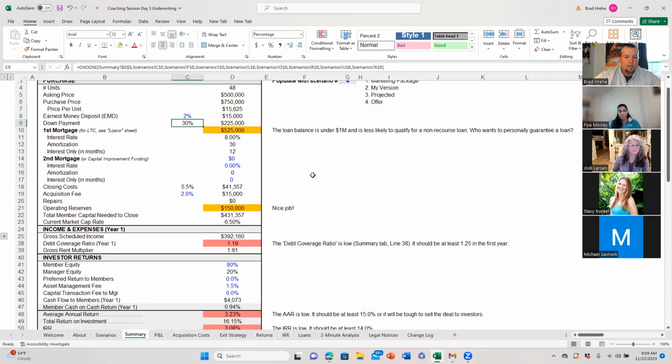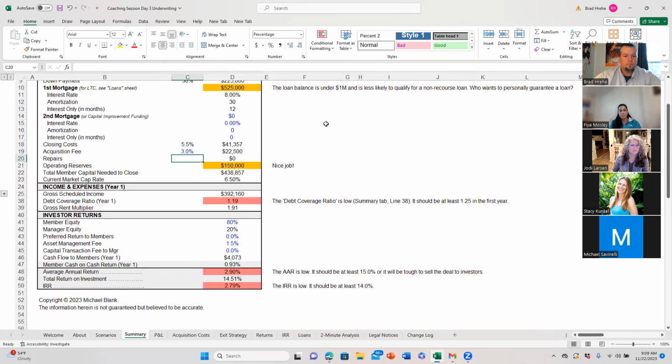Our interest rate, we don't have a second mortgage here. Estimated closing costs, our acquisition fee. We generally do 3% on acquisition fee. And this is where you're going to adjust your returns.